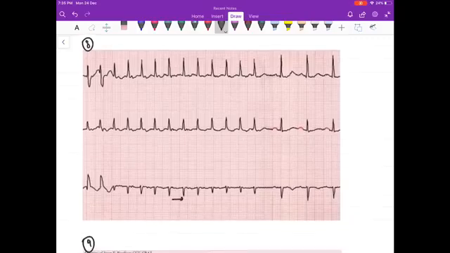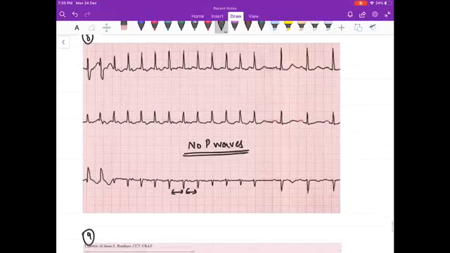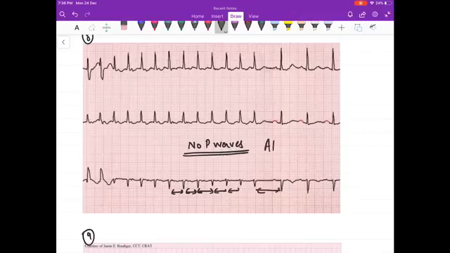Friends, in this ECG you will see that there are no P waves, and you can see the RR interval is varying. So this is a characteristic ECG of atrial fibrillation.